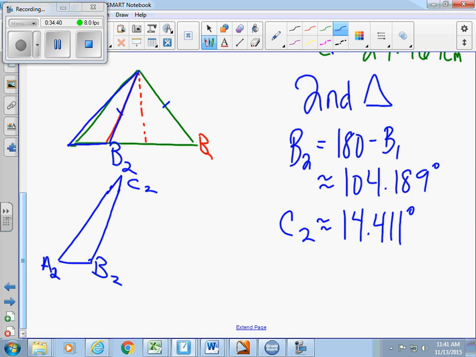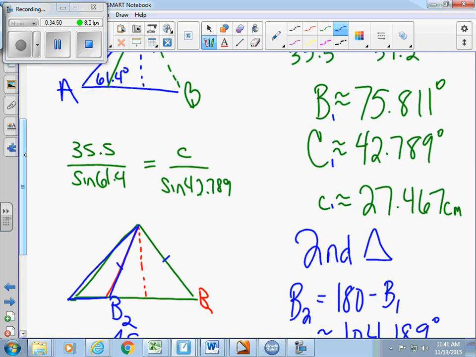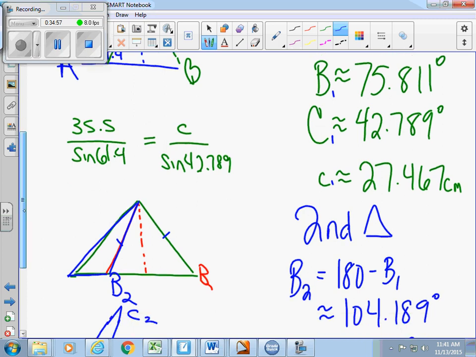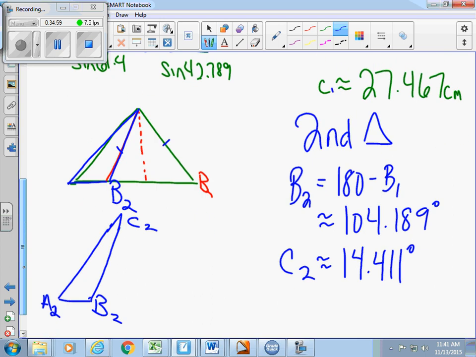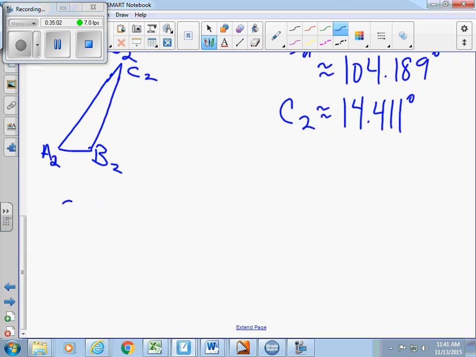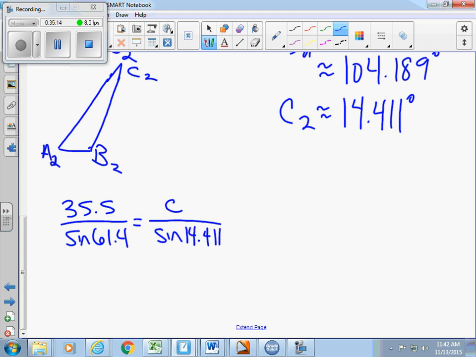The little side C. I expect it to be smaller than the answer I got on the first triangle because now it's that little side. And so I'm going to use the same setup I did to find the side C to begin with, except the only thing I'm going to change is my angle. 35.5 over sine of 61.4 equals C over the sine of 14.411.